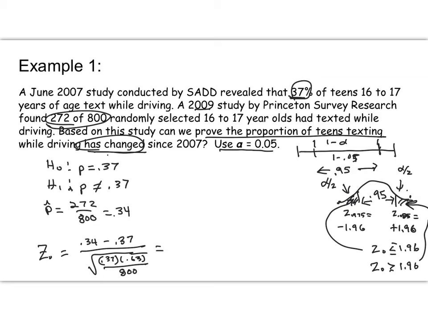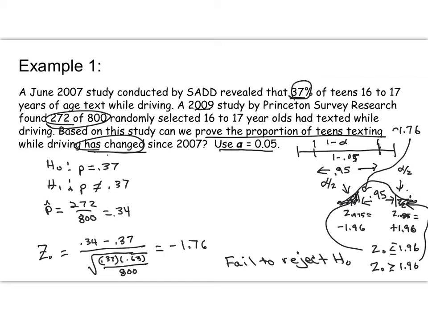Gives me a z value of negative 1.76. So that is the value that I'm testing, negative 1.76. And I need to look on this curve and figure out if 1.76 is in my critical region or not. And you can see that negative 1.76 would fall over here. So it is not in the critical region, so we would fail to reject our null hypothesis.